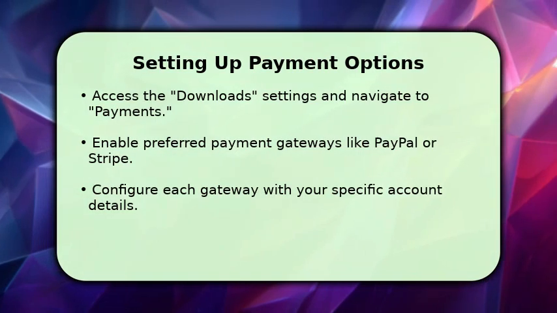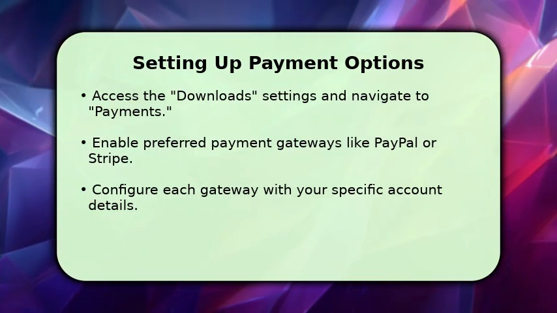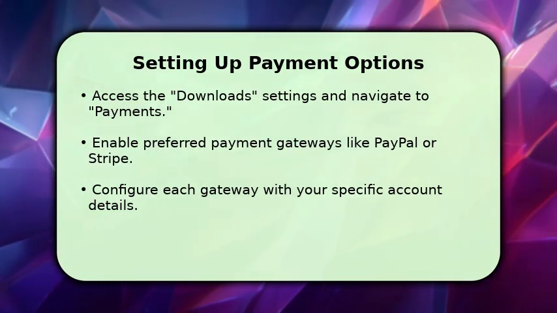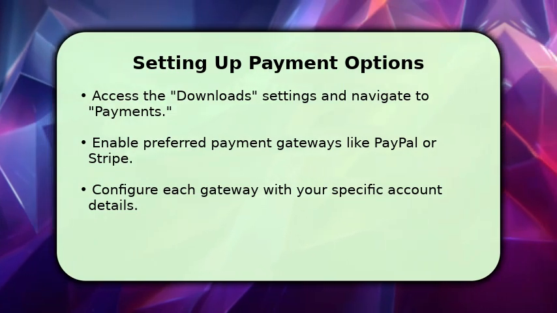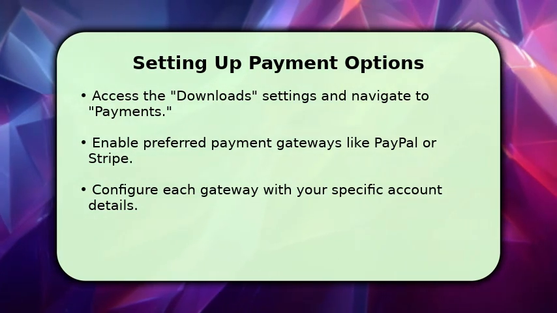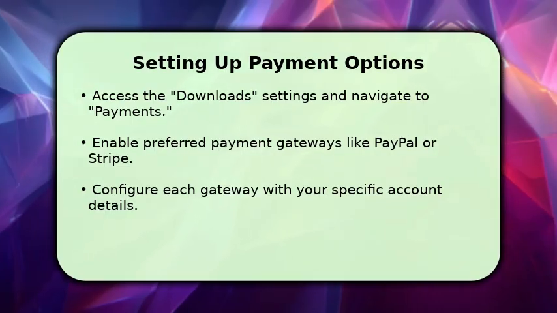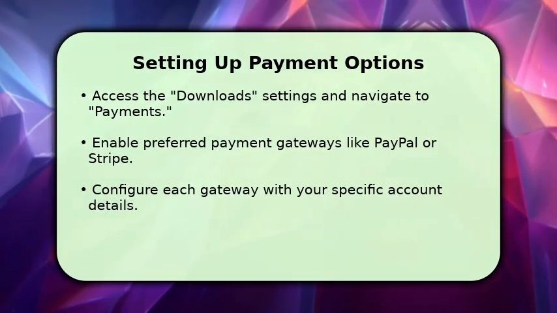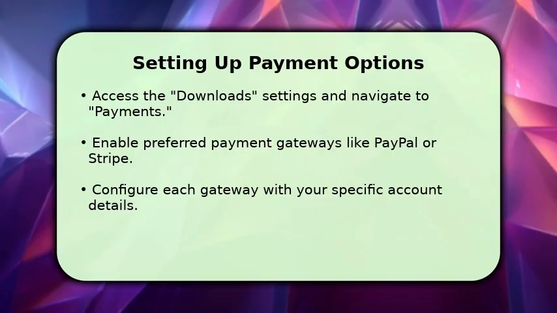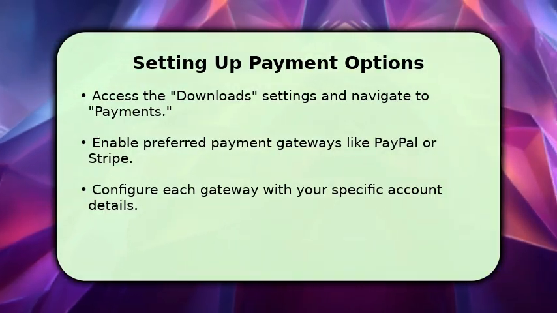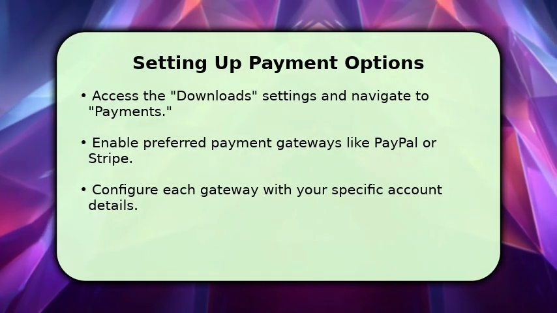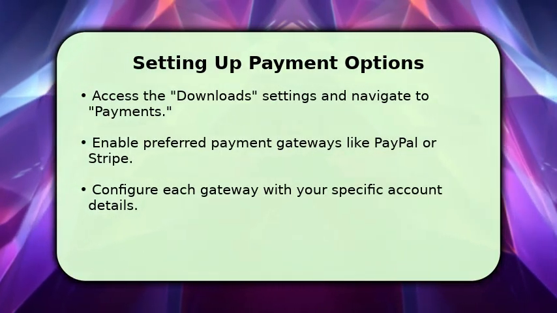To start accepting payments, you need to configure your payment gateways. Go to Downloads, then Settings, and click on the Payments tab. Here, you can enable popular options such as PayPal Standard or Stripe. Select your desired gateway and enter your account information, like your PayPal email or Stripe API keys. This ensures secure and seamless transactions for your customers, making purchases straightforward.